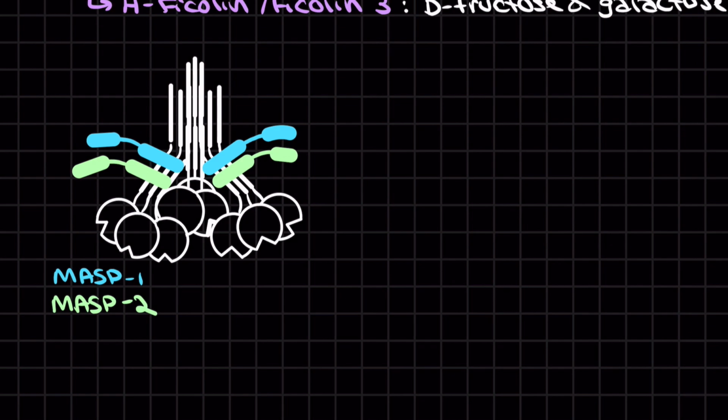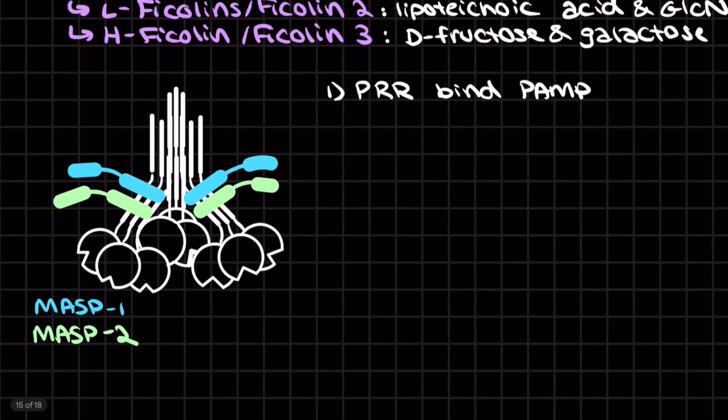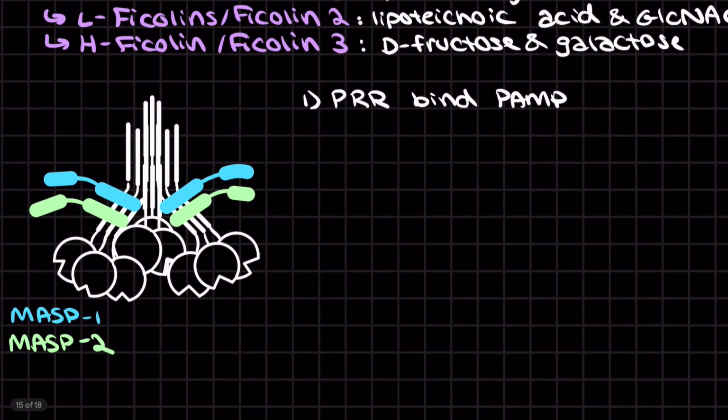But let's start at the very beginning, which is going to be that either our MBL or our ficolin, which we'll say is our PRR, it will bind its PAMP. And those are anything that we listed above, just based off of what the PRR is. But what this is going to lead to is a conformational change in MASP1.